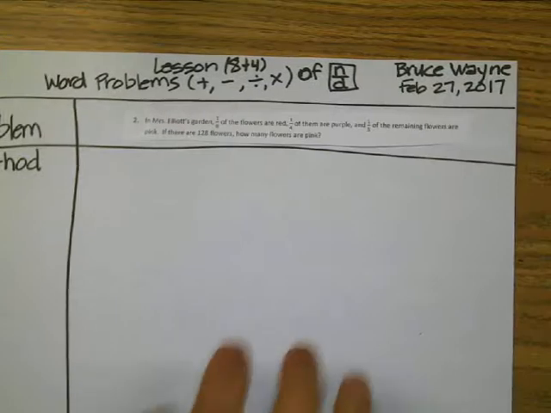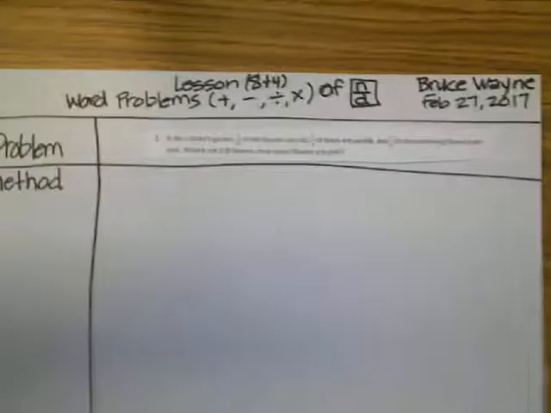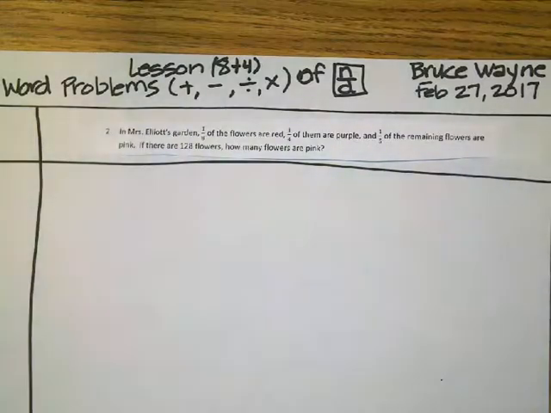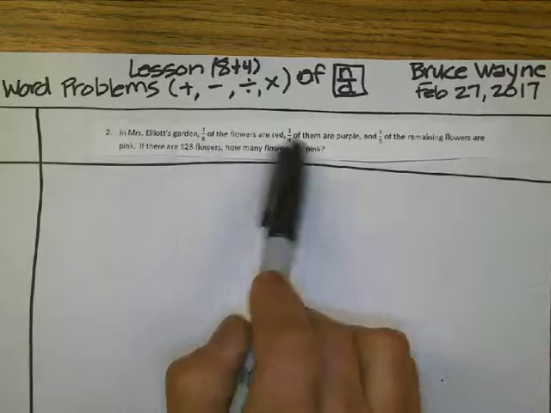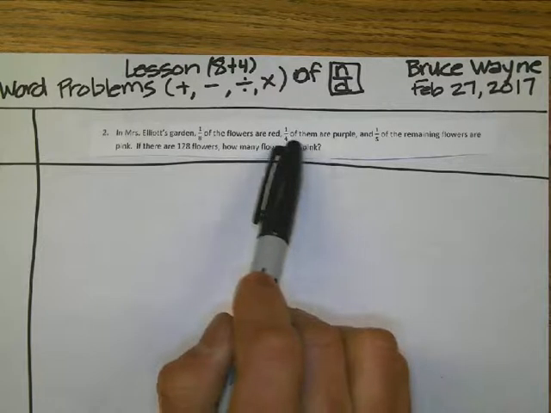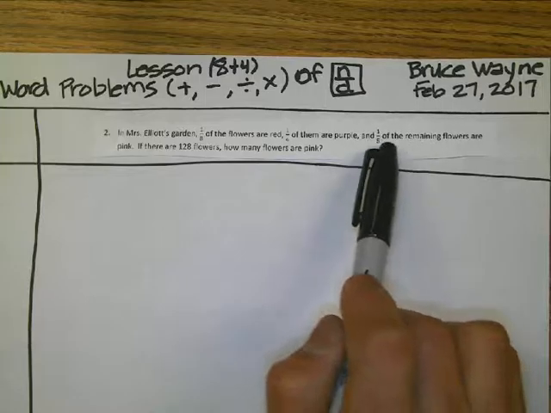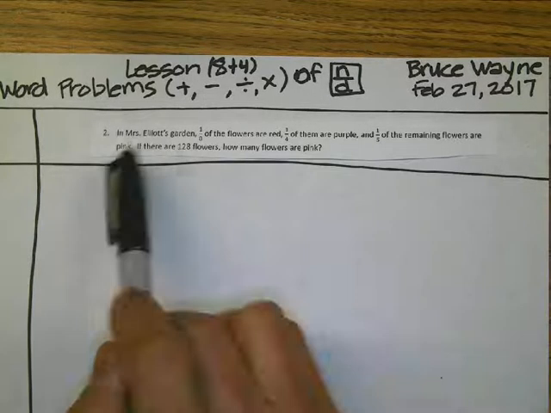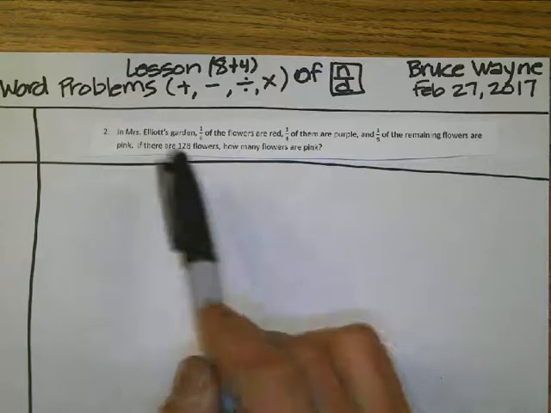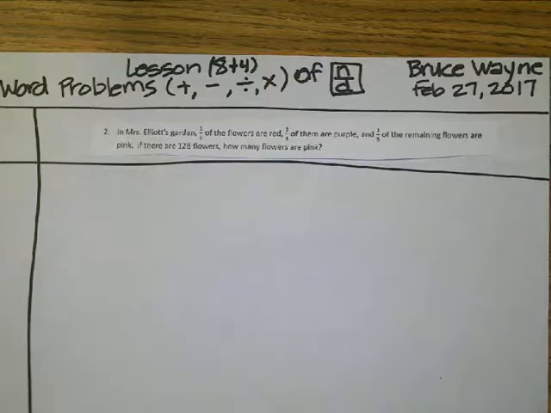In Mrs. Elliott's garden, let me zoom in so you see the words better, and then I will zoom out. In Mrs. Elliott's garden, 1/8 of the flowers are red, 1/4 of them are purple, and 1/5 of the remaining flowers are pink. If there are 128 flowers, how many flowers are pink?